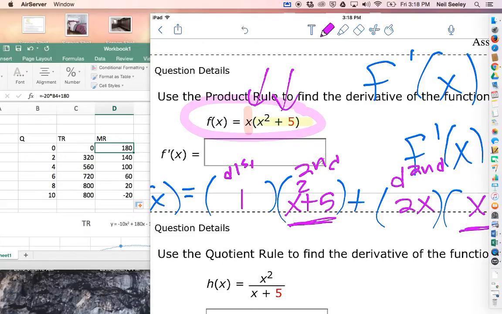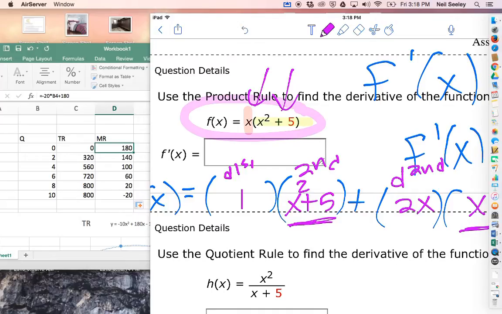I do take the derivative of each, but you do it in tandem with derivative of the first times the second unchanged plus the derivative of the second times the first unchanged. That's the product rule every single time. So I'll do a couple examples later on where we can use this in a different context.